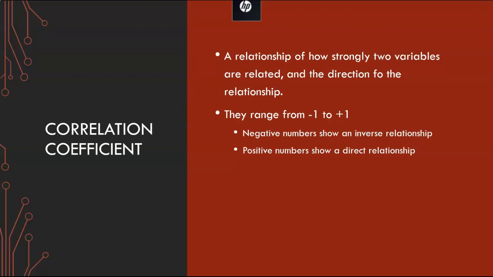In general, anything higher than about a 0.4, positive or negative, is typically considered to be a pretty strong correlation.